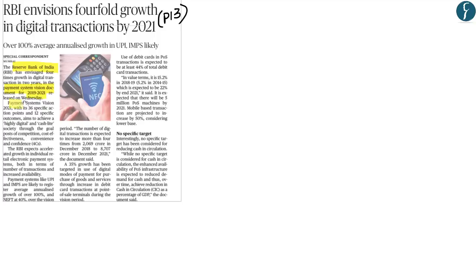This Payment Systems Vision 2021, which has been released by the Reserve Bank of India, contains 36 specific action points and 12 specific outcomes. And the main aim given in this vision document is that the Reserve Bank of India wants to achieve a highly digital and a low cash society.